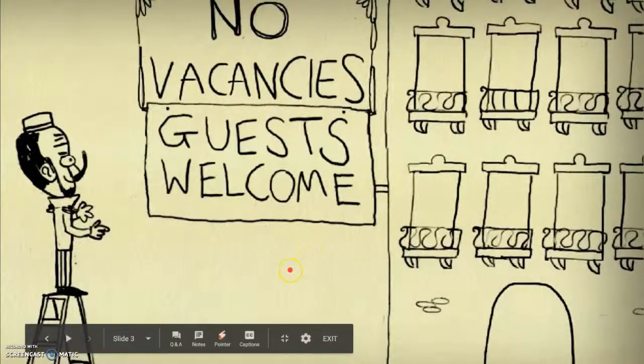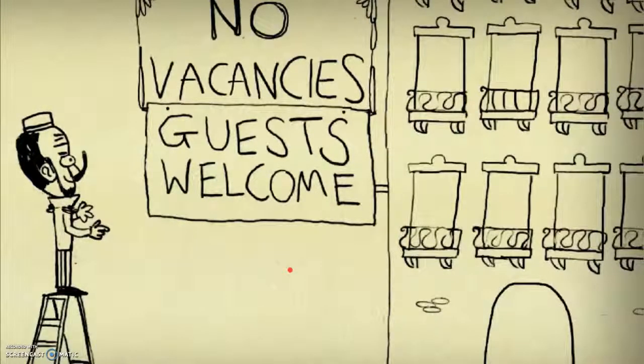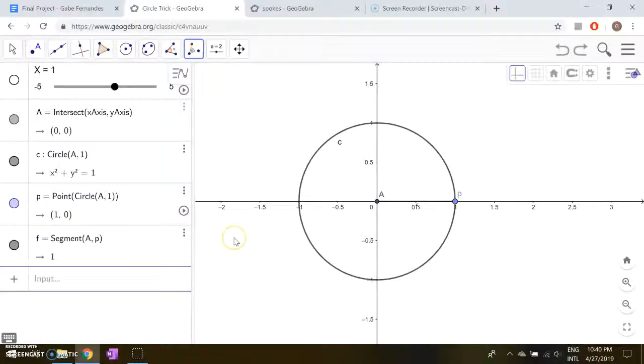And it's important to remember that this also works if the person in the first room leaves. Everyone can just slide down a room, and so the hotel is always full. Now we're going to take this concept and apply it to a unit circle.